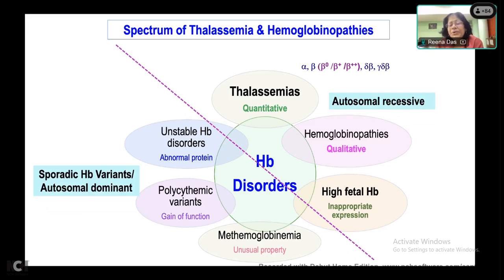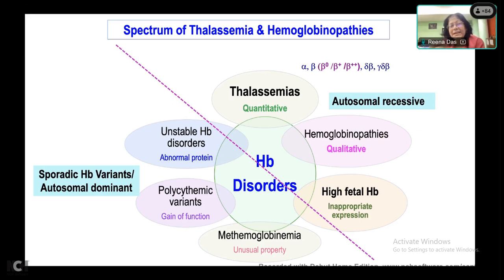Similarly, it can be beta 0 when you get no production from a particular allele, or you can get some production, which is known as beta plus, or some more production, which is known as beta plus plus. In the nomenclature, you can see that the delta chain can also be affected. So if you get a delta beta deletion, then we call it a delta beta type of thalassemia, and so forth. Then hemoglobinopathies will be a qualitative change.